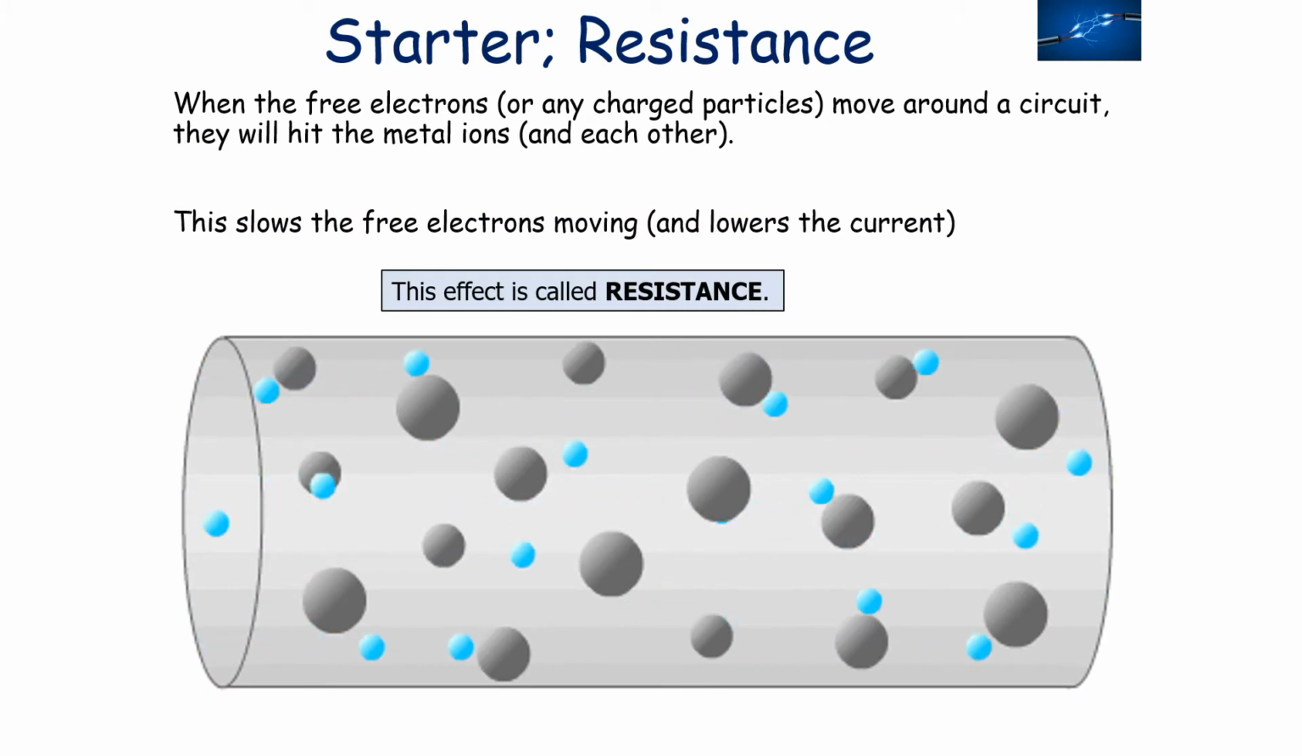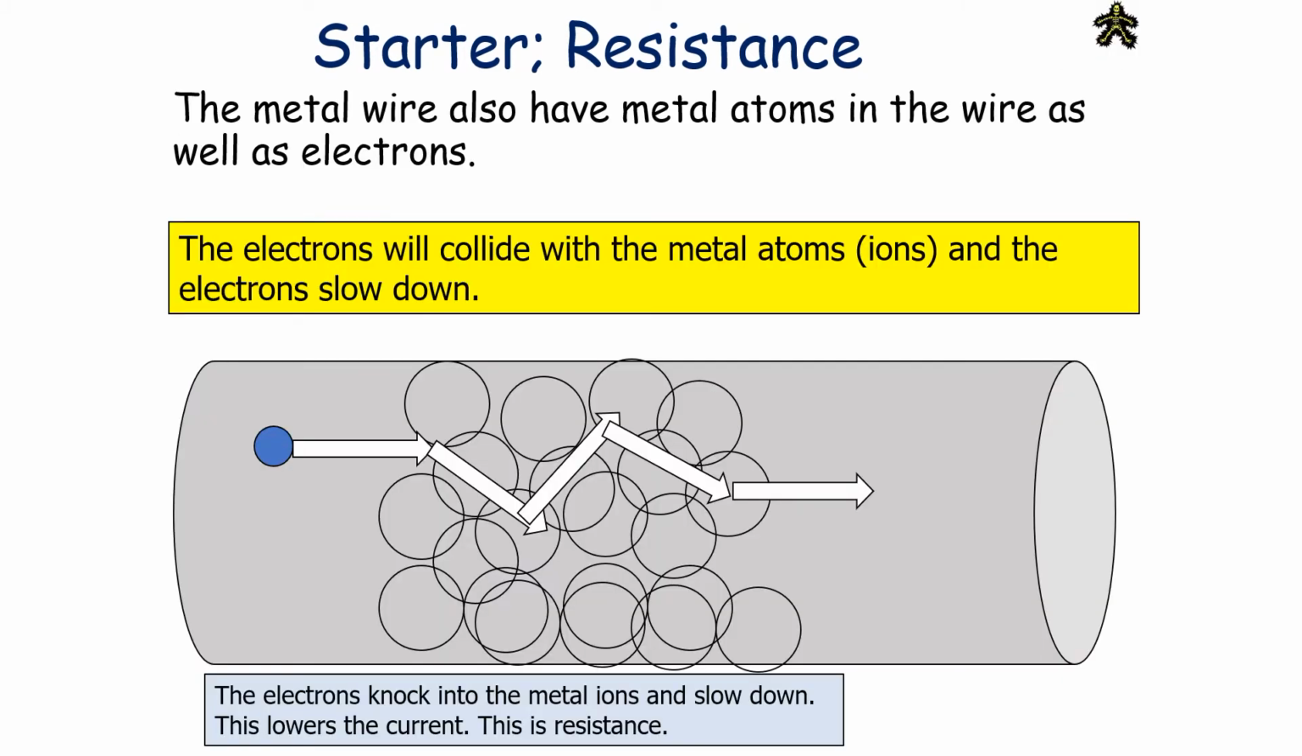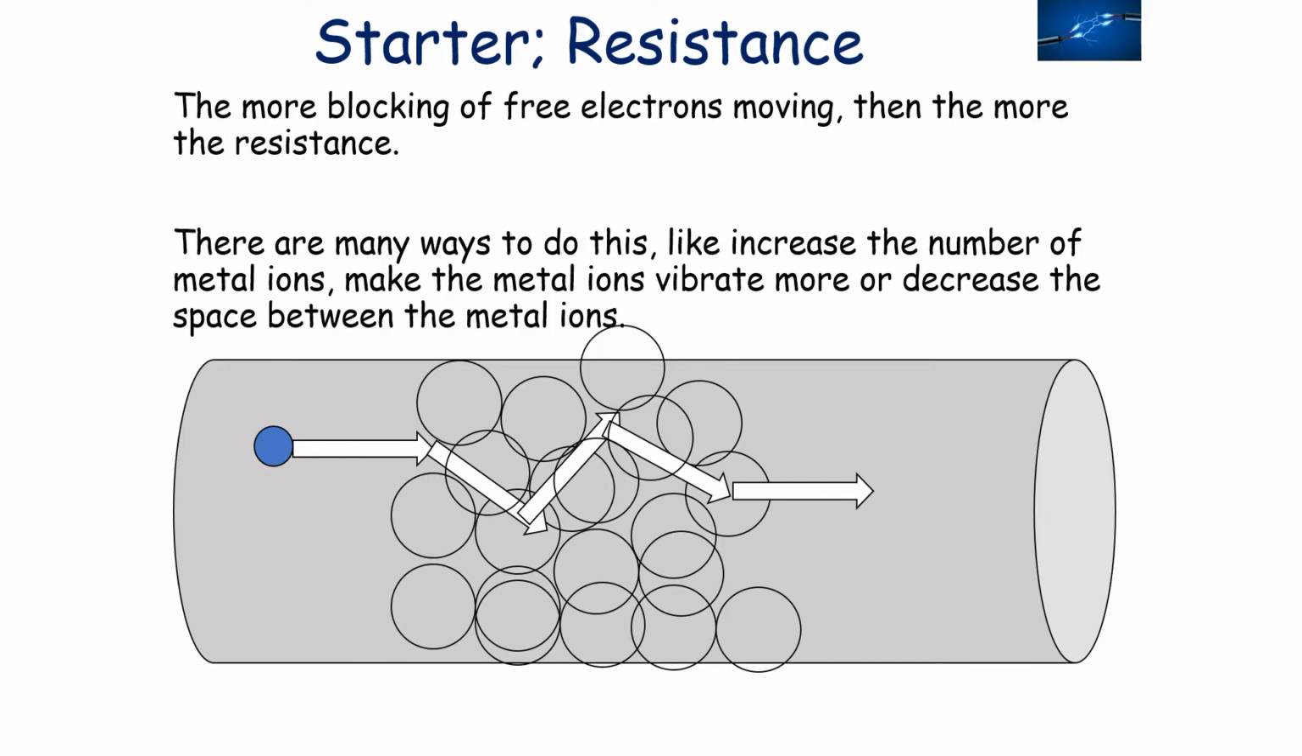Now, when free electrons or any other charged particles move around a circuit, they hit into the metal ions of the wire and each other. This slows the free electrons down and lowers the current, and we call this effect resistance. The metal wires also have metal atoms in the wire as well as electrons. When the electrons collide with the metal ions or atoms, the electrons slow down. This lowering of the current is electrical resistance. The more blocking of the free electrons moving, the more the resistance.